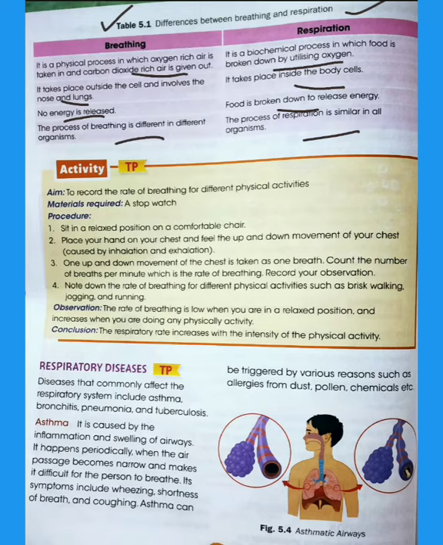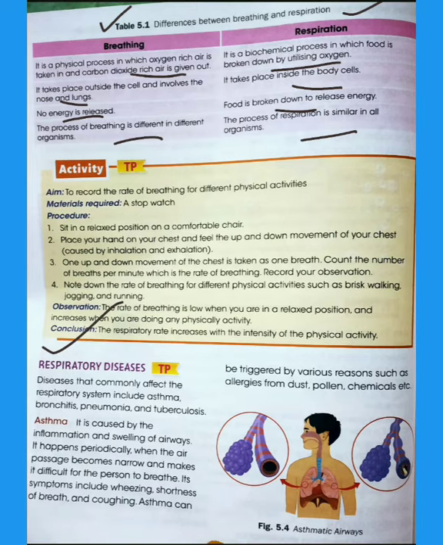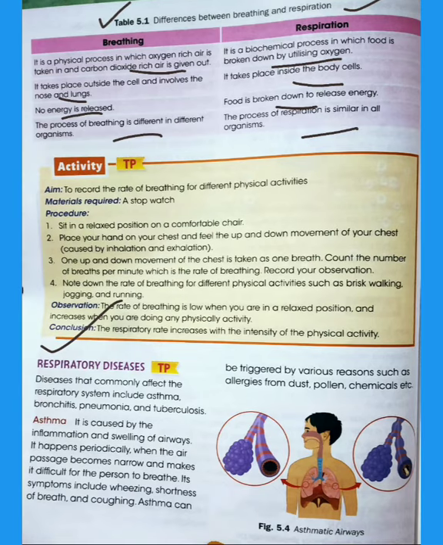Now our next topic is respiratory diseases. So the diseases that are related to our respiratory system. There are many diseases that affect the respiratory system. They are asthma, bronchitis, pneumonia, tuberculosis. At first, let's read about asthma.